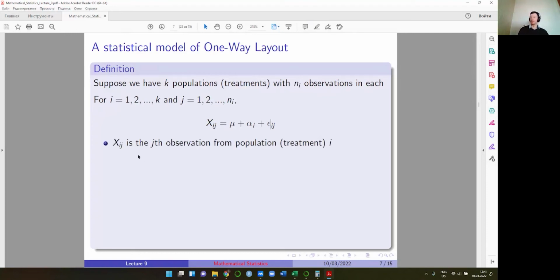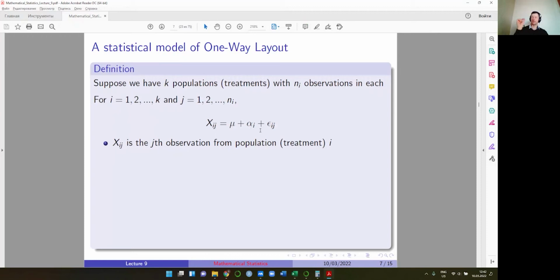Well, what do we have? Mu is constant. It's just a constant for all wells together. Suppose that you are considering all oil wells in the world, and mu is going to be the mean productivity of oil wells in the world. I mean, for all of them. This is the overall population mean for all treatments, I mean, yes? Yes. And again, sorry, alpha and epsilon.